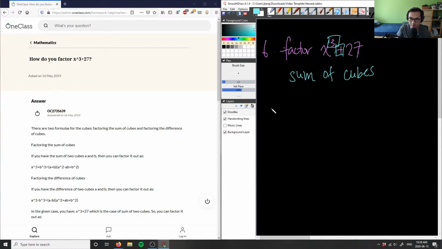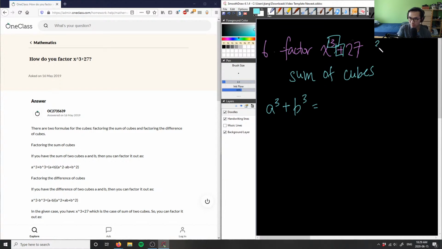So sum of cubes, I have some type of a cubed, or x cubed in this case, plus b cubed is going to equal, and b cubed would be this term here. And what we can do is check that this here is a sum of cubes because of this term here. 27 here, if I cube root this 27, I know that the cube root of 27 is going to equal 3, because 3 times 3 times 3 is equal to 27.